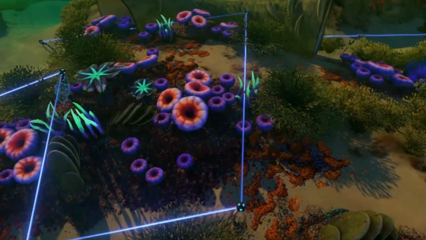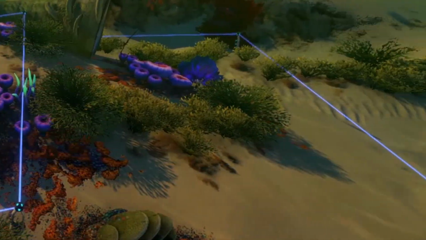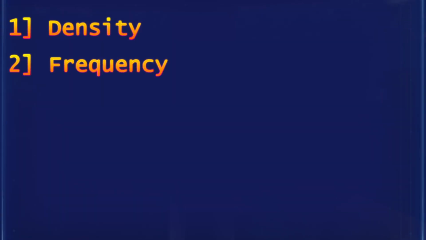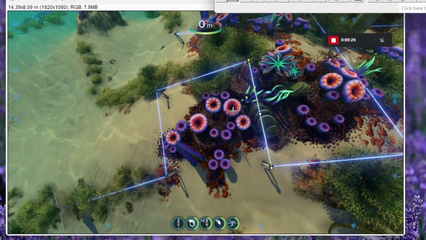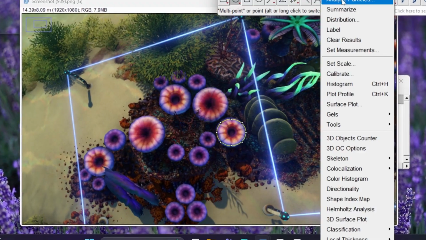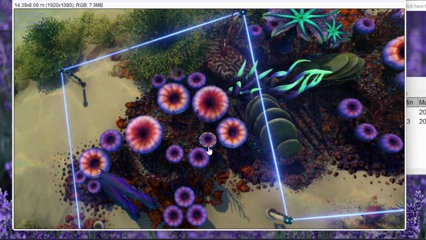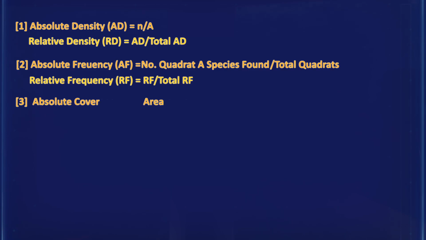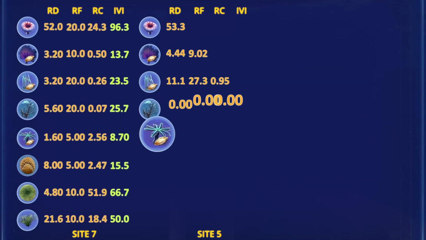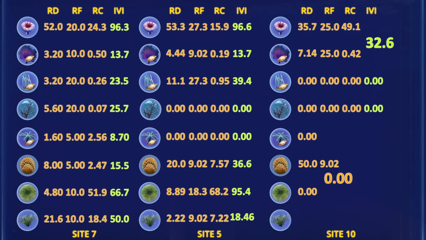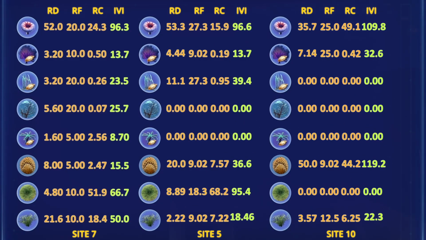The first one, density. This basically tells us how many individuals there are per square meter, while frequency shows how often each species appears across all the plots. Lastly, coverage is a little bit different because to get it, I must measure each of their surface areas relative to the plot size, using ImageJ again. And to make a long story short, I insert those numbers into this formula to get this. And by the way, the numbers here are all relative values since they're the ones that can be used to compare to each other.